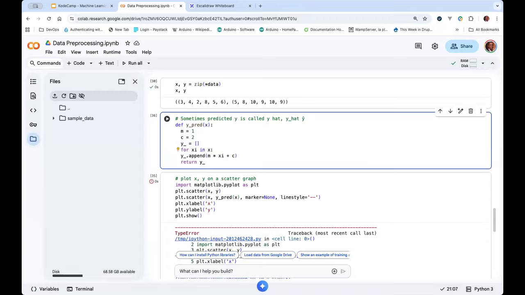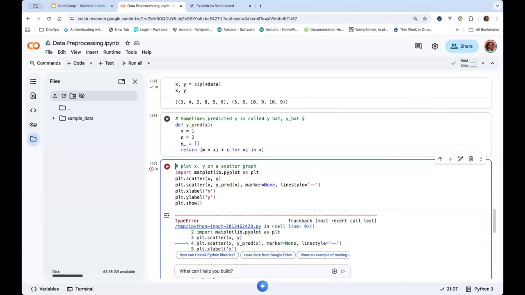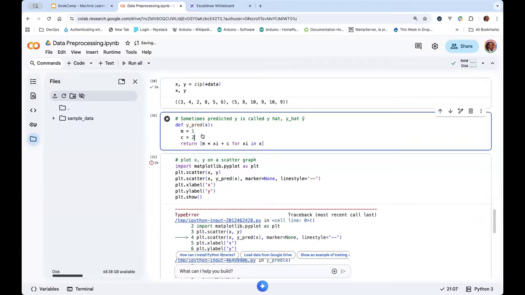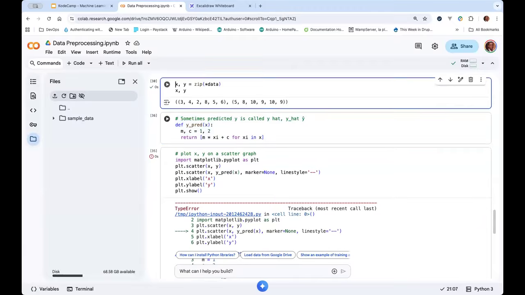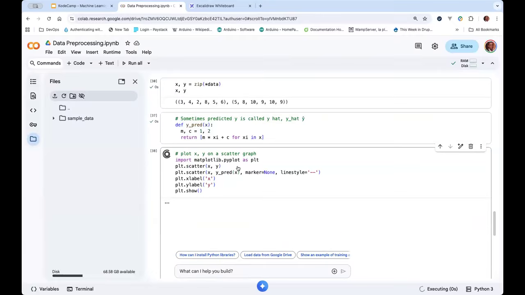Return a list comprehension. Return m times xi plus c for xi in X. So this is what it should be. It's just simple list comprehension. I don't need this anymore. I can even do this m, c. So we see it as real parameters, 1, 2. So I'm now fine-tuning the code that AI gave me, which is why it's good for you to be smarter than AI, right? So this is the code. So I can run this now.